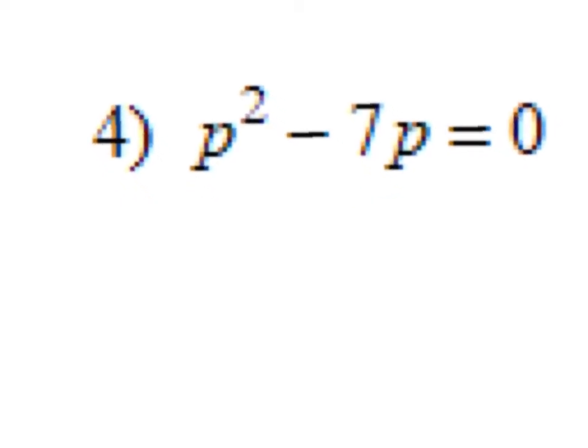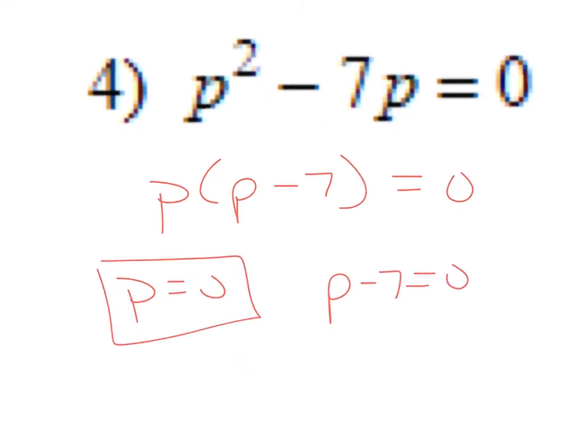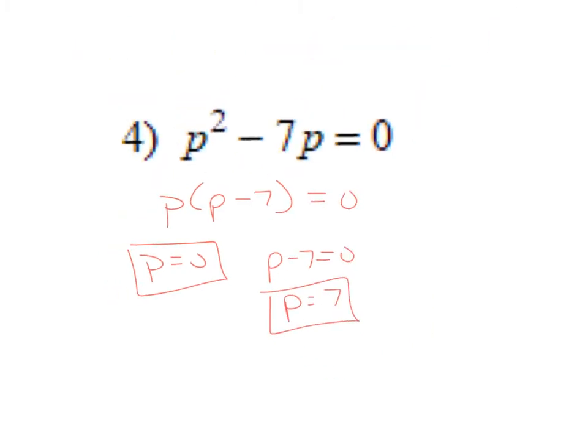Okay, on number 4, again, pull out a GCF. So I'm going to pull a p out in this case and get p minus 7 left over. Now I'm going to set each factor equal to 0 and solve. So p equals 0 is done. And on the second guy here, I'm going to add the 7 over and get p equals 7.